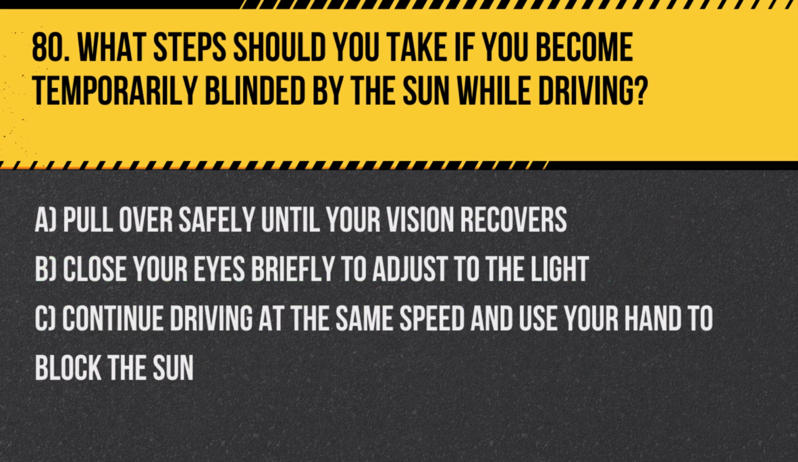Question 80. What steps should you take if you become temporarily blinded by the sun while driving? A. Pull over safely until your vision recovers. B. Close your eyes briefly to adjust to the light. C. Continue driving at the same speed and use your hand to block the sun.